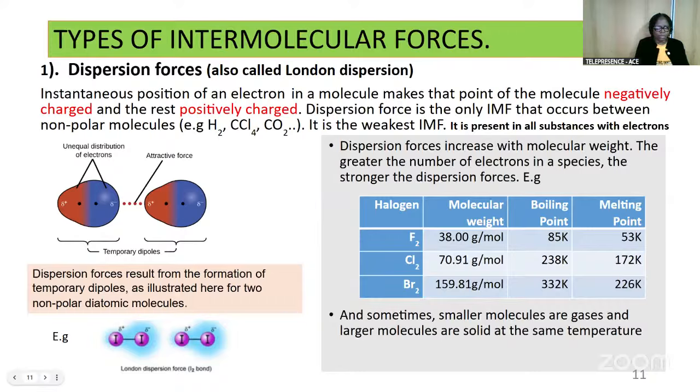So for non-polar molecules that do not have permanent dipoles, like hydrogen, like CCl4, like CO2, and many others, you will find electrons. Because you find electrons, you will find dispersion forces. So that's the weakest IMF. It's the weakest of all of them.